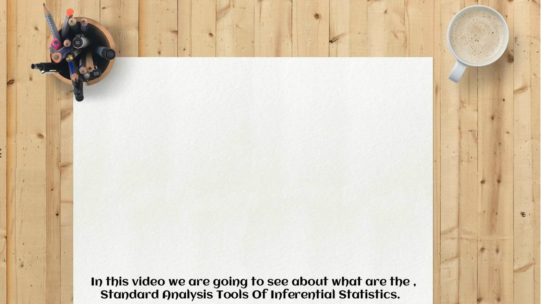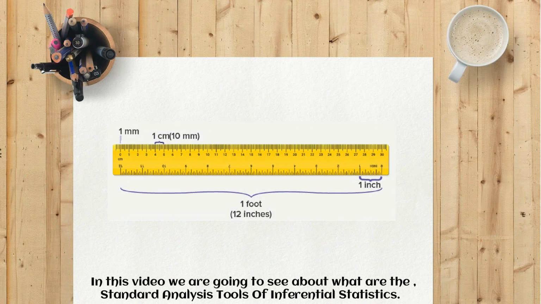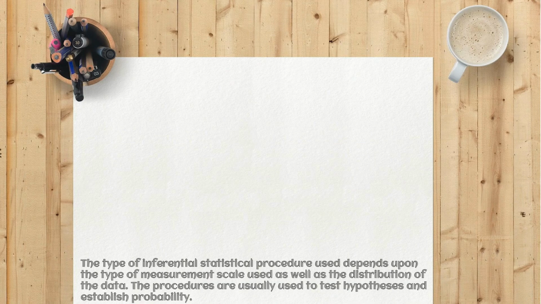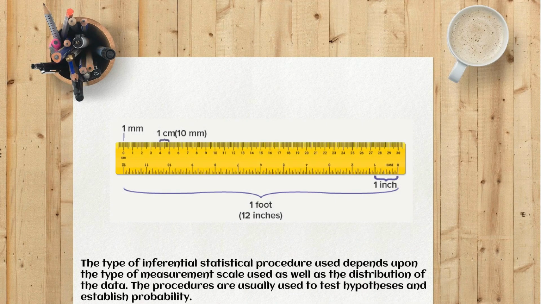In this video we are going to see what the standard analysis tools in inferential statistics are. The type of inferential statistical procedure used depends upon the type of measurement scale used as well as the distribution of the data. The procedures are usually used to test hypotheses and establish probability.